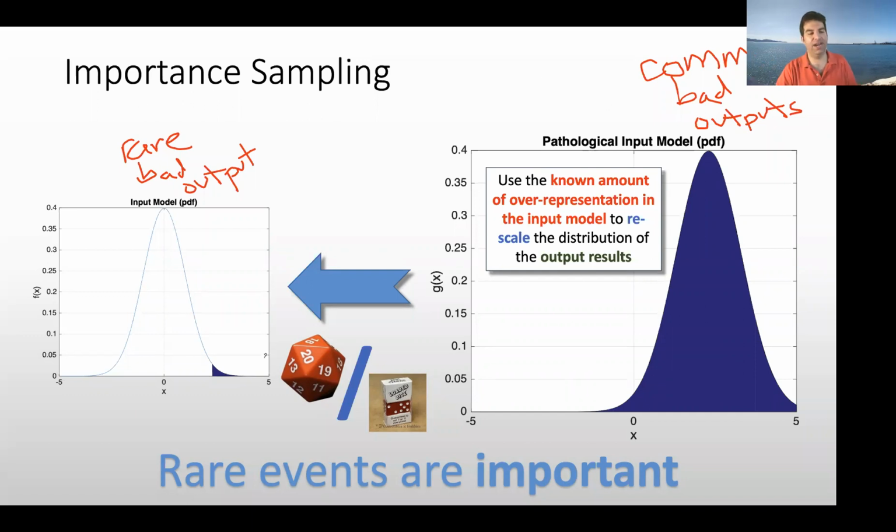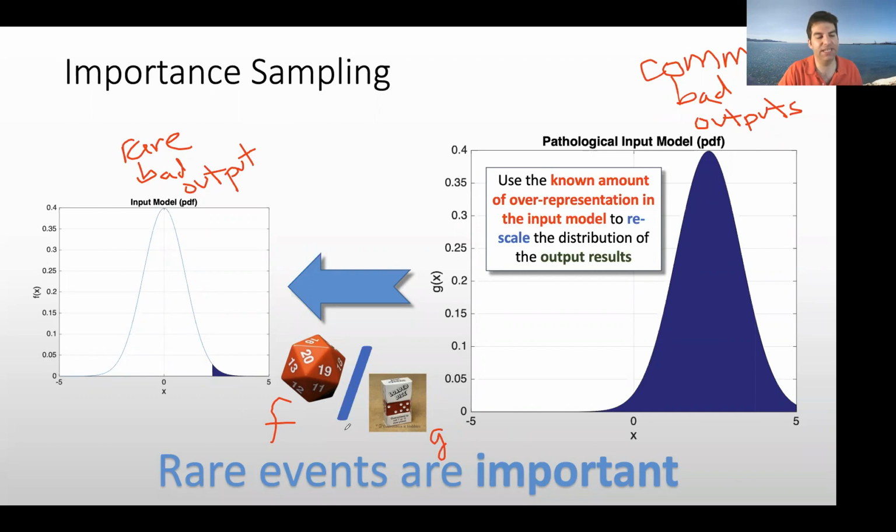It turns out that I can use what's called a likelihood ratio to do that. I'll show you an example of this. I am going to be able to divide the PDF from my normal input model by the PDF of my bizarro input model.